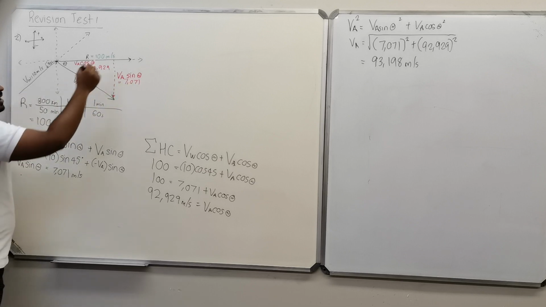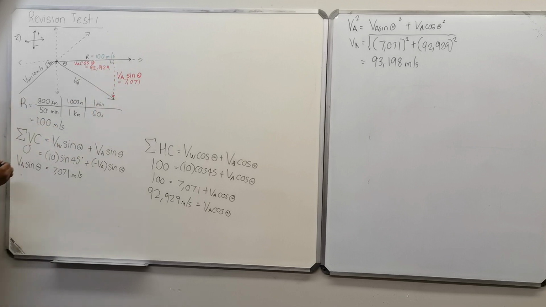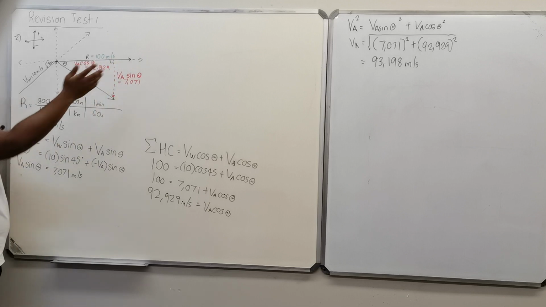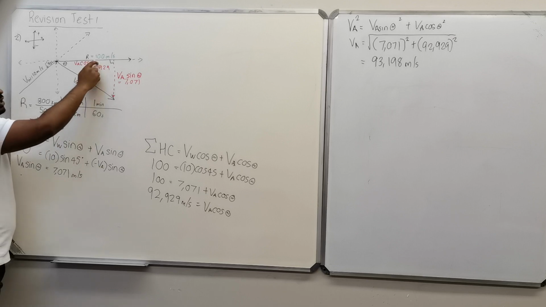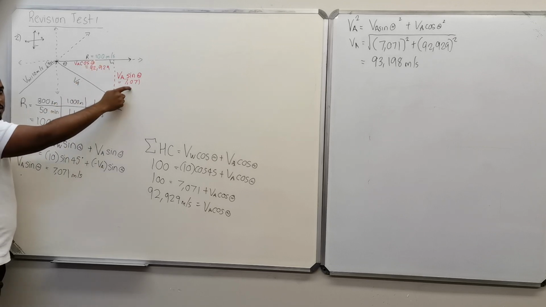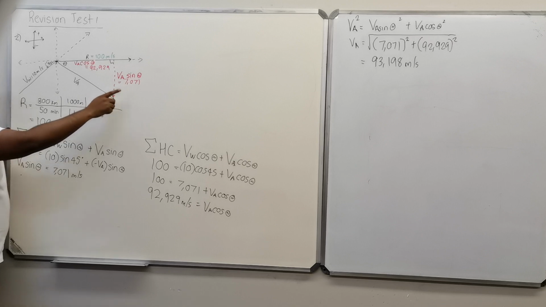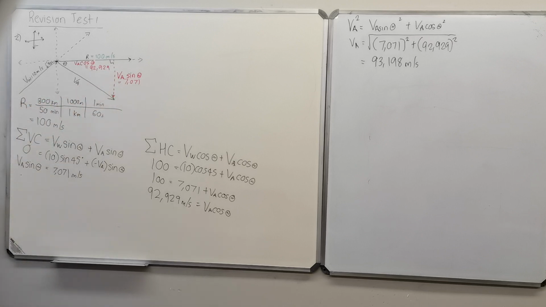This time, we worked out this value and this value, and we want to solve for this value. Remember, this triangle here is a right angle triangle. So we can use the theorem of Pythagoras to solve for this, because we know the horizontal component and we know the vertical component. So that's what I did there. Are we okay with it?